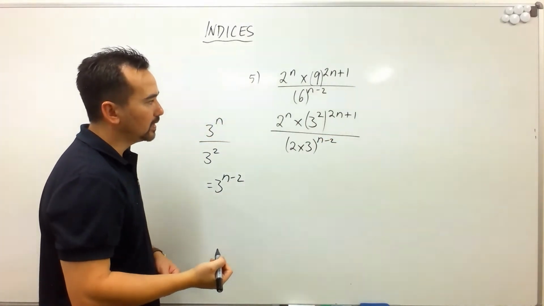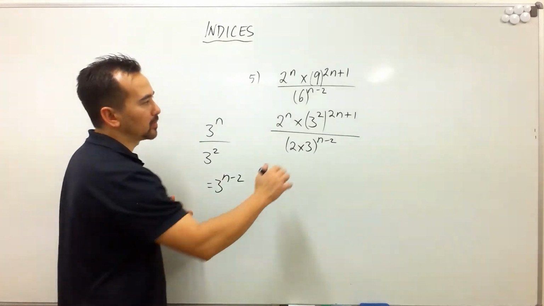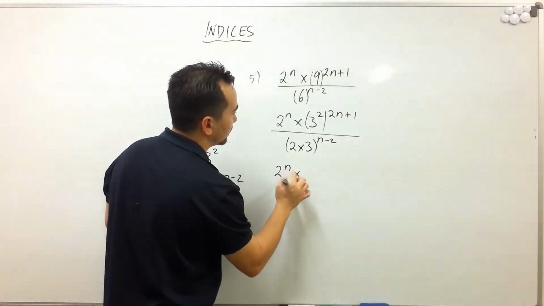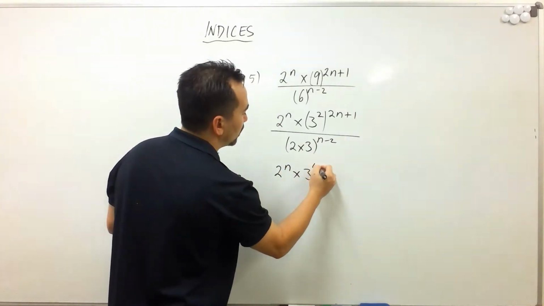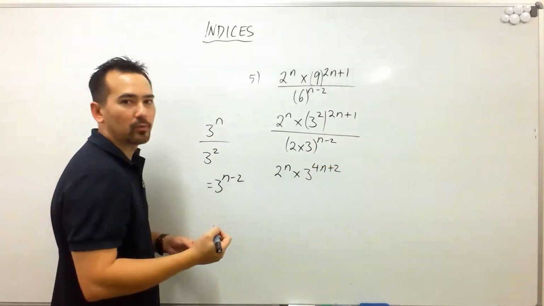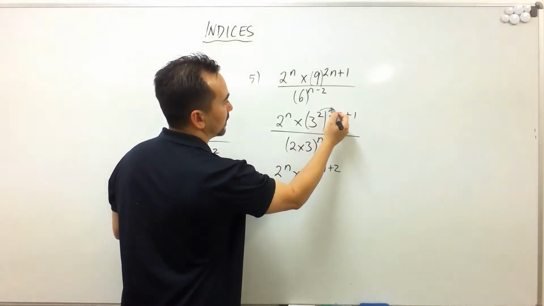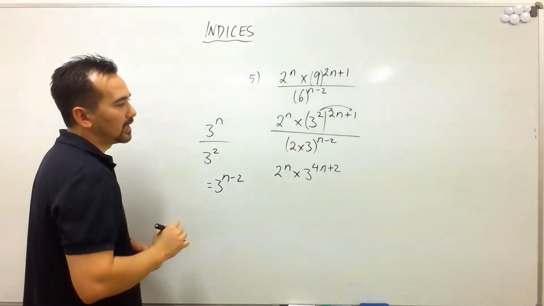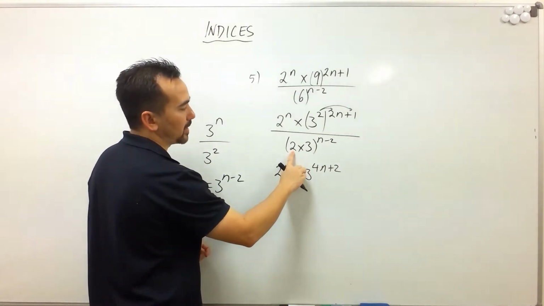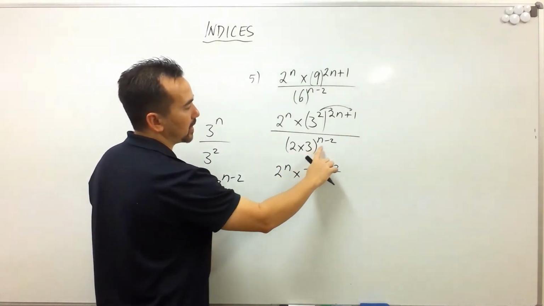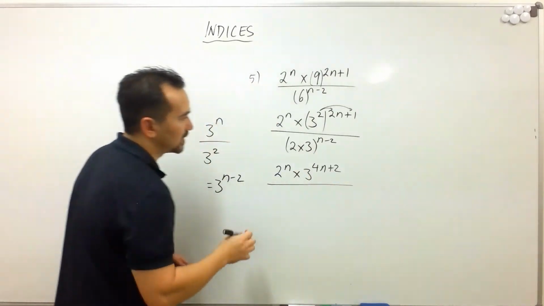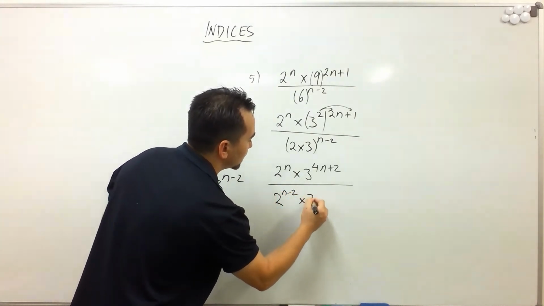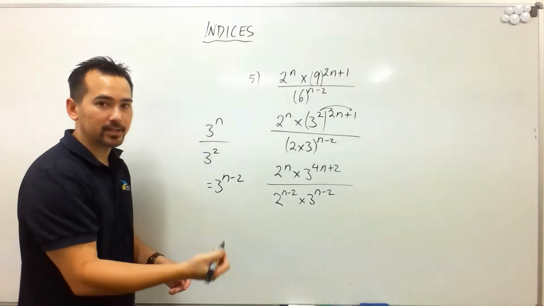Okay. Now, I want to expand the bracket. So I'm going to expand the 2 with 2n plus 1, which will look like this. 3 to the power 4n plus 2. Remember, we're using the crab claw. So we have to do 2 times 2n and 2 times 1. That's how I get 4n plus 2. Now, this 2 has a power, it's n take away 2, and the 3 has a power, it's also n take away 2. So to expand this bottom set, we have 2 to the power n take away 2 times 3 to the power n take away 2, like so.